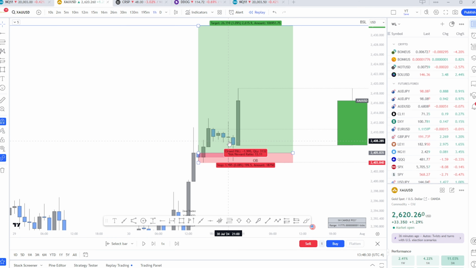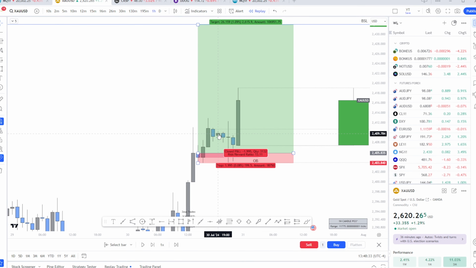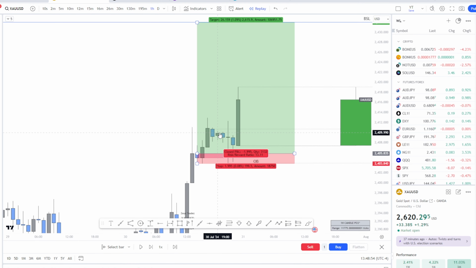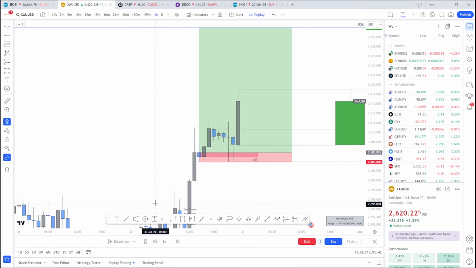Now notice here, once we close above this singular up close candle, that offers your change in state of delivery, which is signaling that buyers are now here. Now let's play this out more.